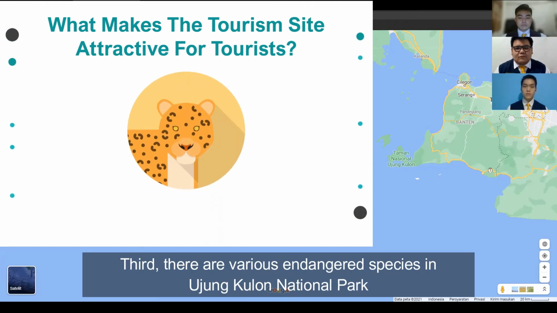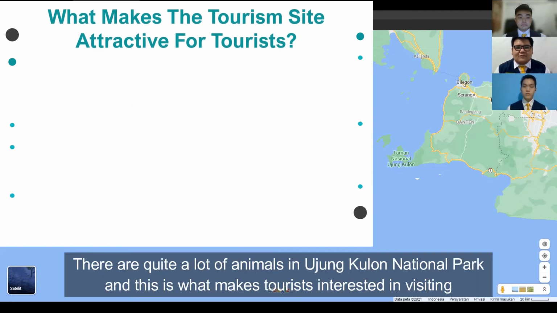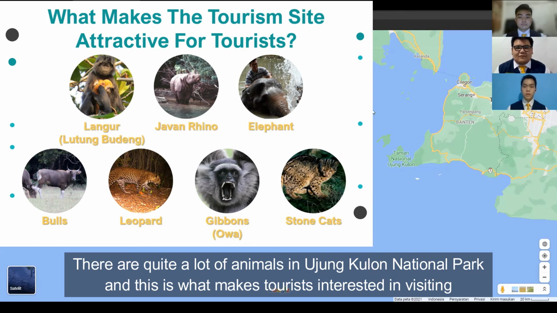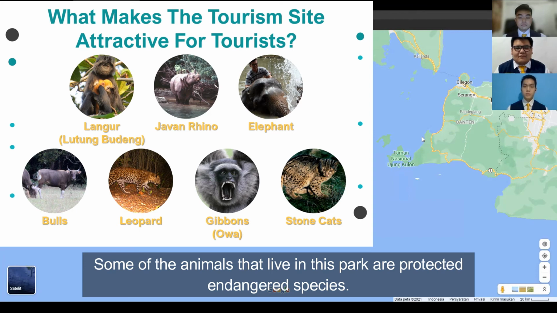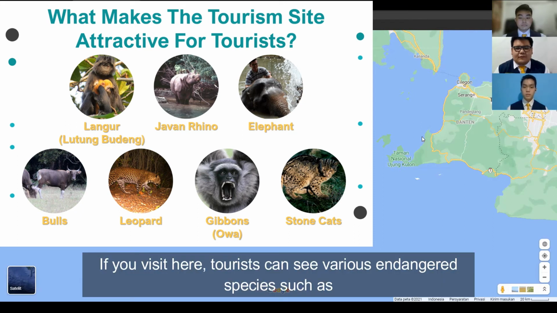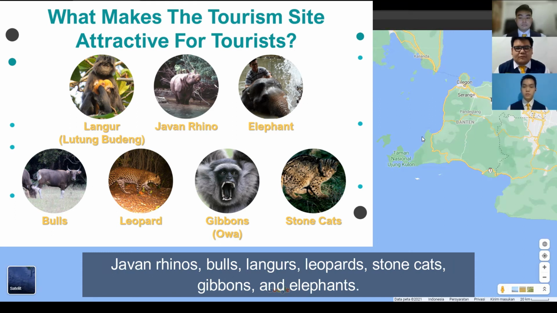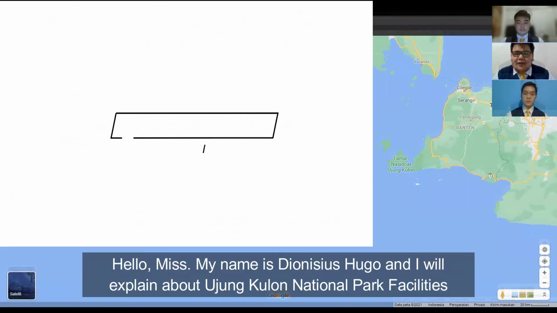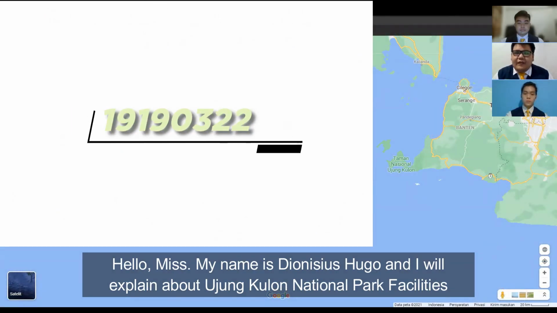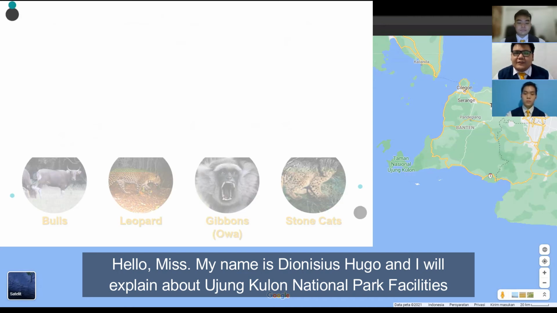Third, there are various endangered species in Ujung Kulon National Park. There are quite a lot of animals in Ujung Kulon National Park, and this is what makes tourists interested in visiting. Some of the animals that live in this park are protected endangered species. If you visit here, tourists can see various endangered species such as Javan rhinos, bulls, langurs, leopards, stone cats, gibbons, and elephants.